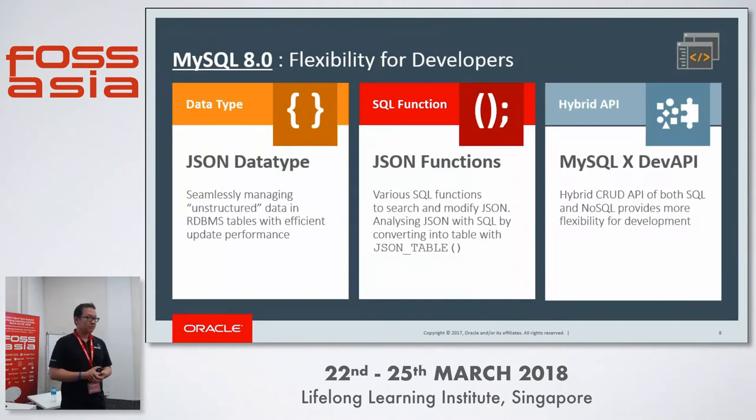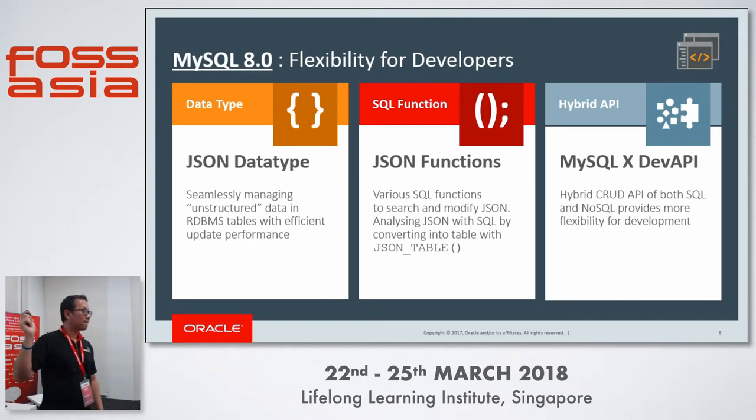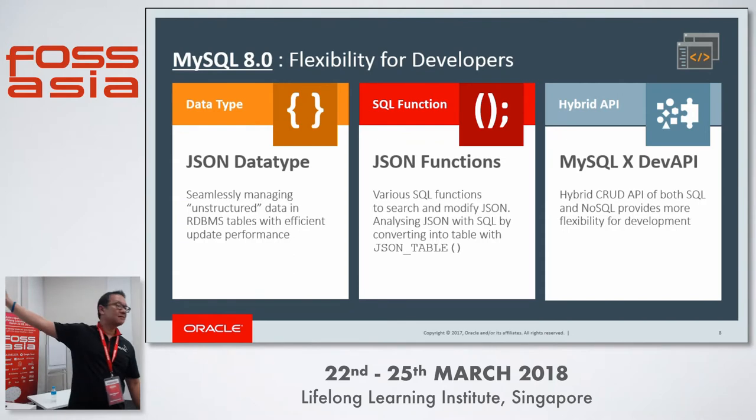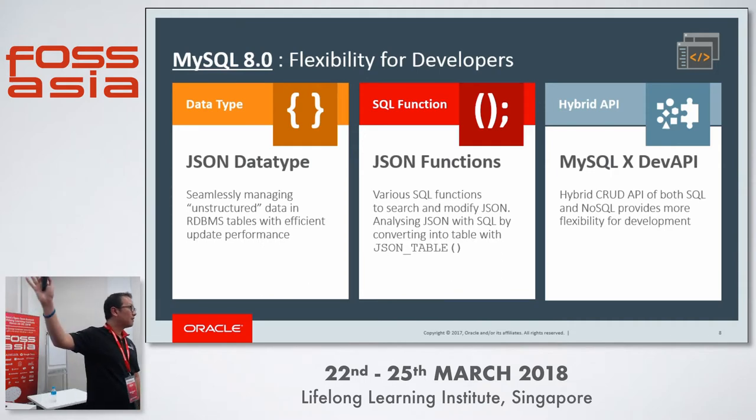Flexibility: we have a JSON data type since 5.7, so we added more JSON functions like aggregation as well. And then we add the MySQL X DevAPI. With all these improvements, we actually achieve the fact that we are now a document store as well. We support document store.